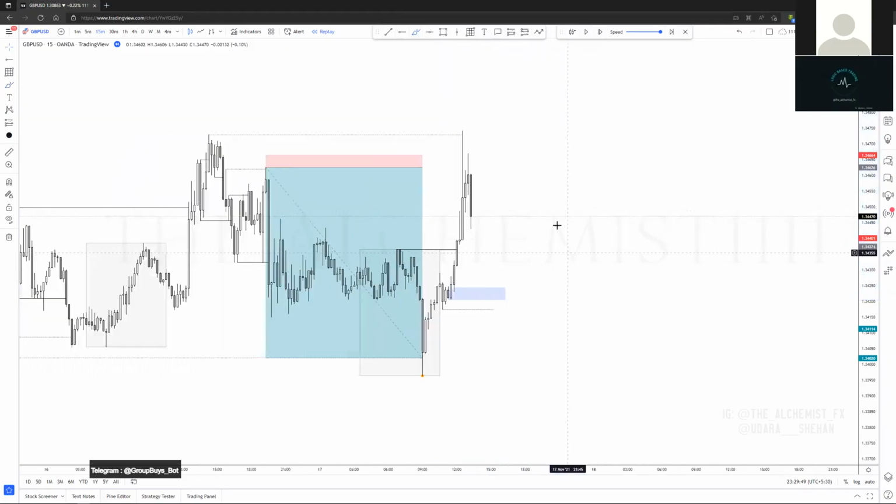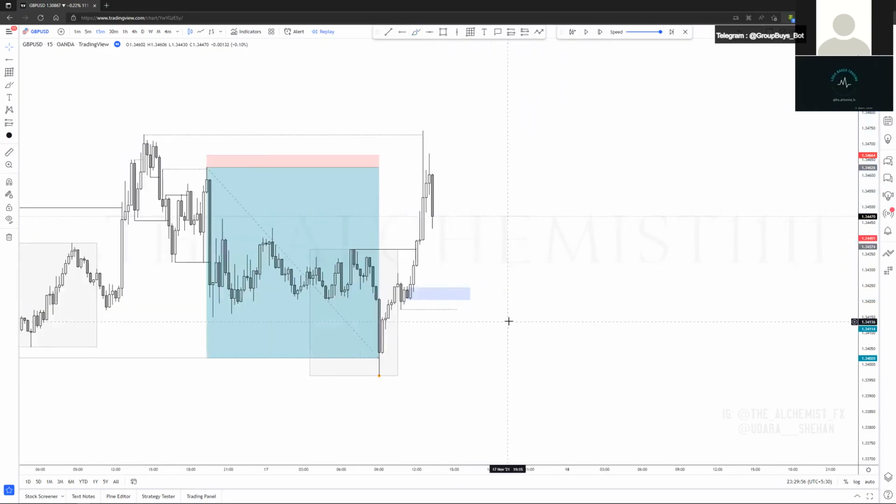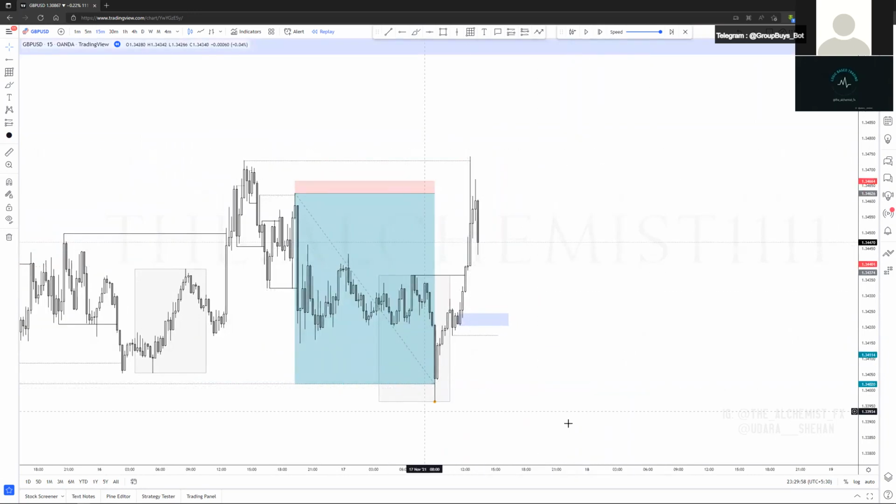Then the next time you'll think, okay, once I saw this setup play out, it will play out another time, and then the second time you do that, you get stopped out. The trade is like a casino. This whole thing is like a casino.